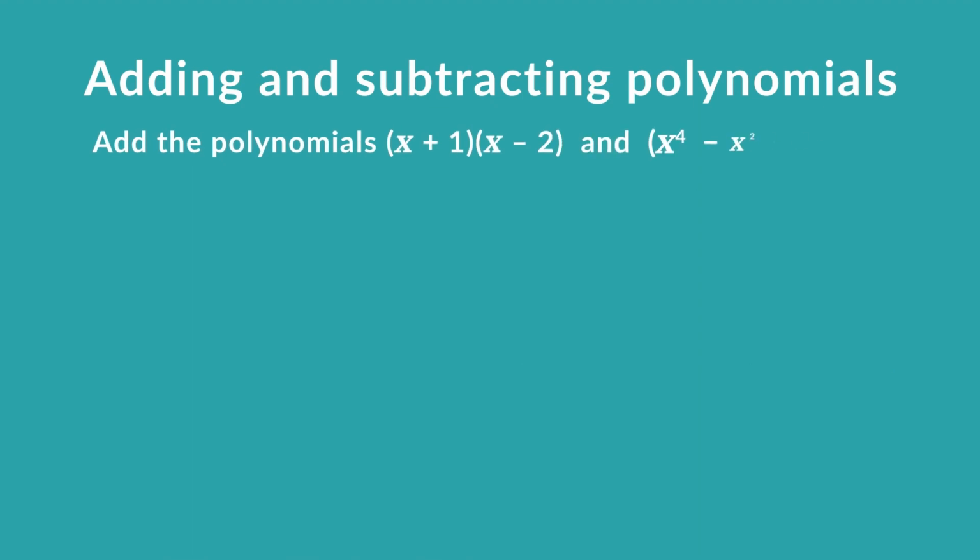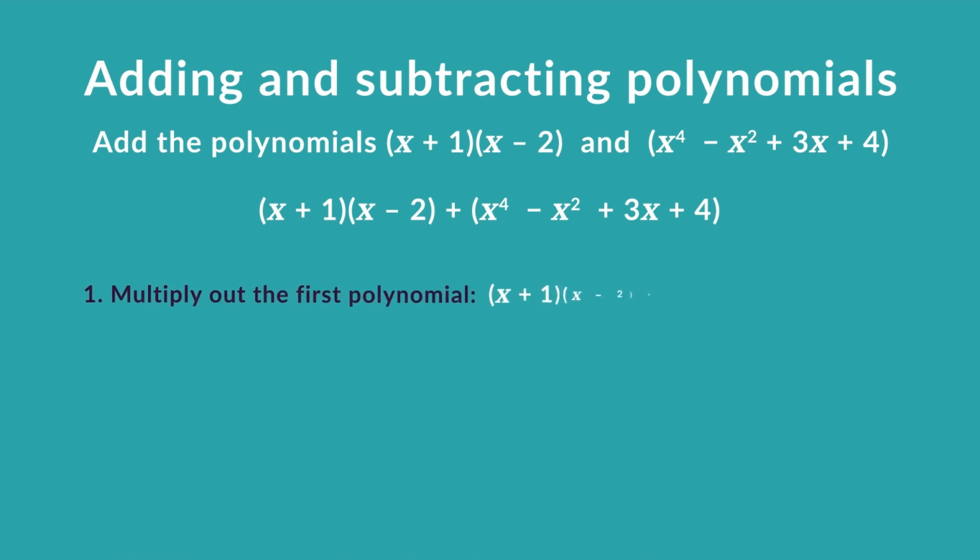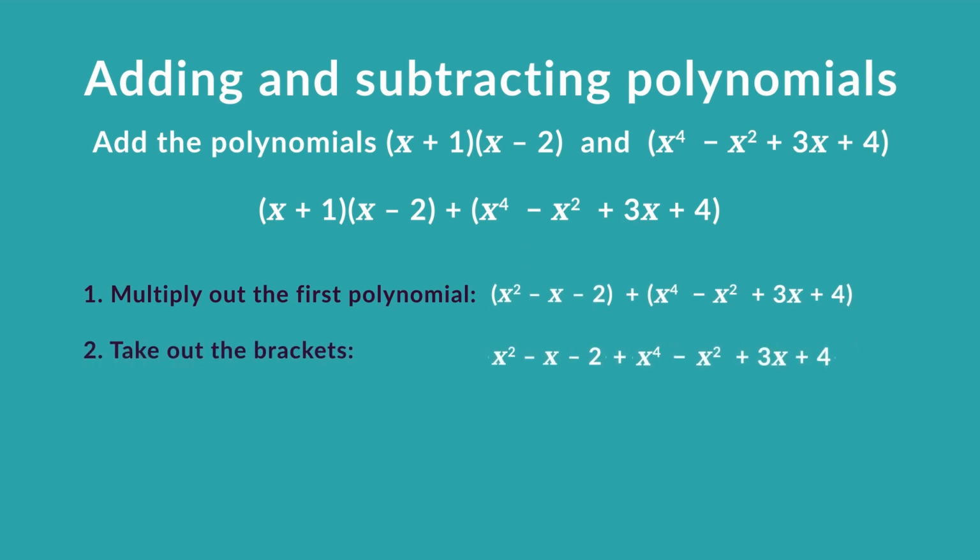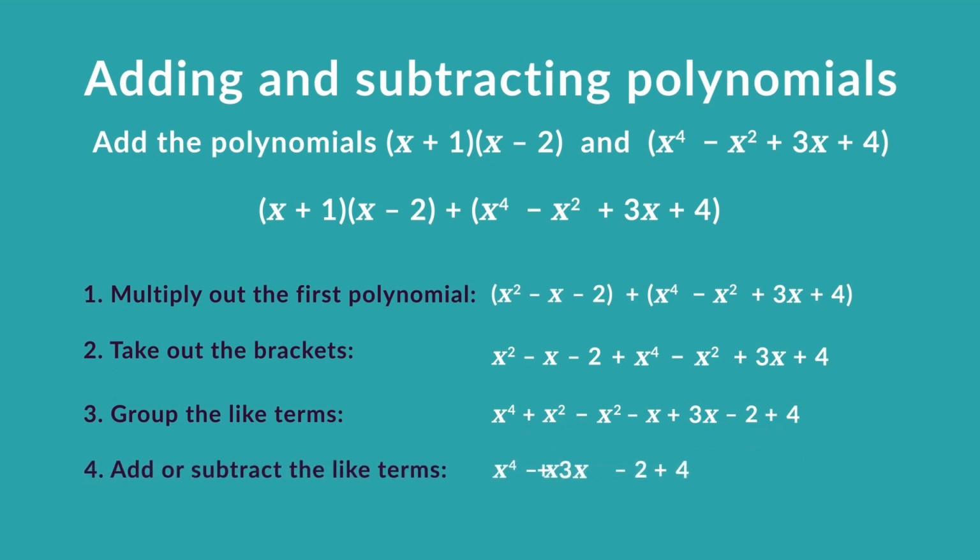Here's another example. In this case, the first expression is written in its factorized form. We'll have to multiply it out so that we can add and subtract the terms. Step 1. Multiply the terms of the first polynomial. Step 2. Take out the brackets. We don't need to change any signs since we are adding. Step 3. Group the like terms. Put the terms with the highest powers first, so this means we write x to the power of 4 first. Step 4. Add or subtract the like terms.